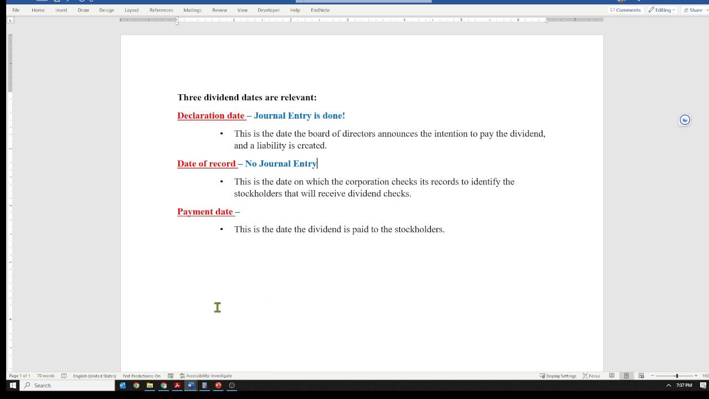And then the last date is the payment date. This is the date the dividend is paid to the stockholders, so checks are being paid out. Of course there's going to be a journal entry, because goodbye cash to pay those stockholders. So yes, the accountant cares about this one. We can see two dates that are important for us as accountants: the declaration date, because we record a journal entry, and the payment date, because we record a journal entry. That's what we're going to practice in the next problem.